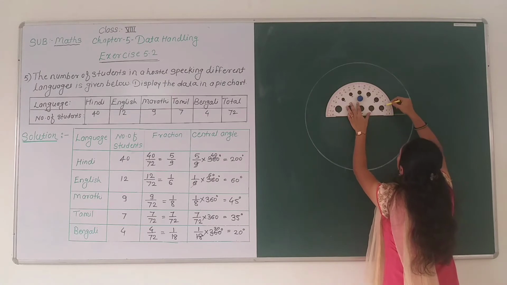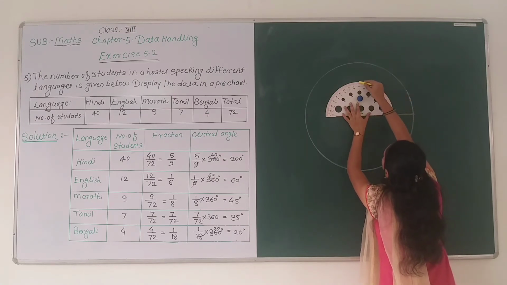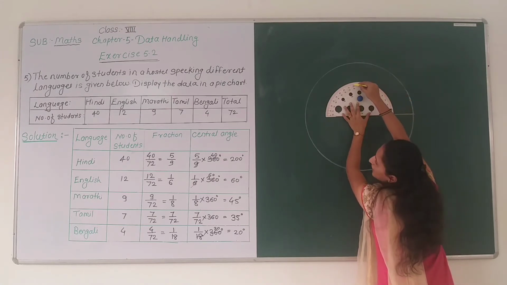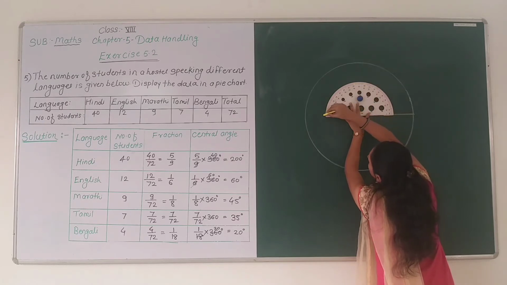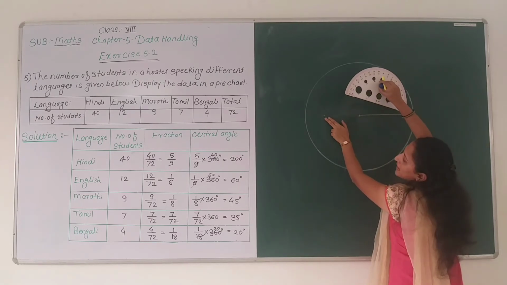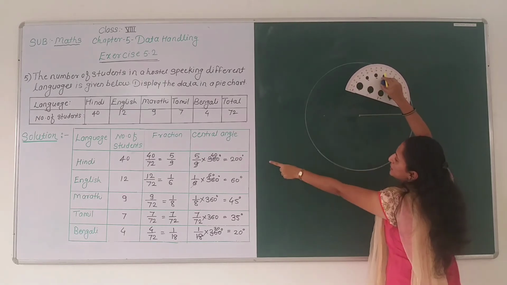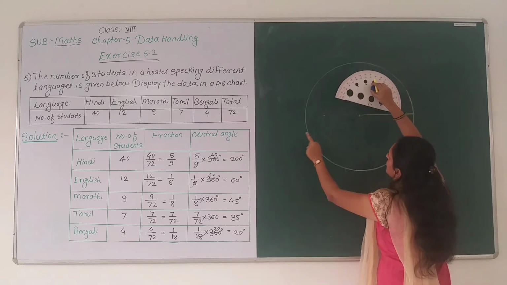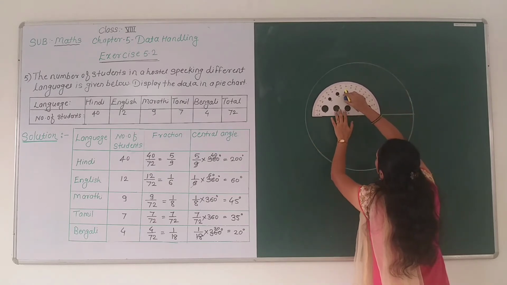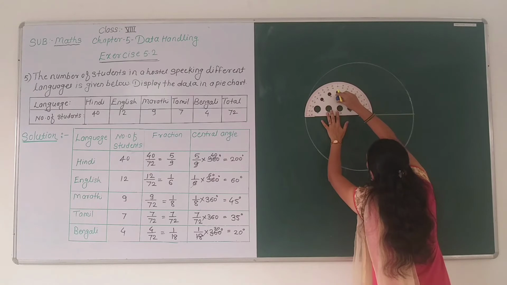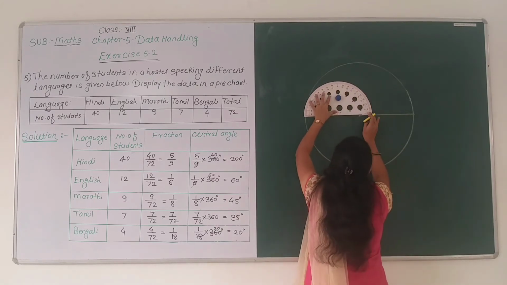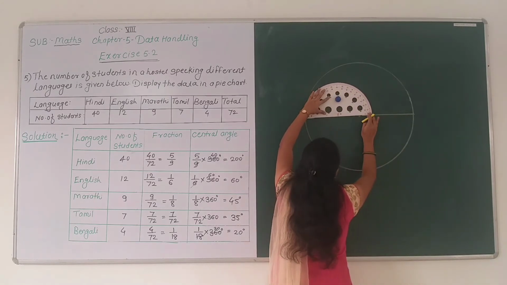So 0, 10, 20, 40, here is 90, 100. After that we have to measure 200 degrees. So here we get the angle of 180 degrees. After that we have to measure again 20 degrees. So up to this we get the angle of 180 degrees, so I mark here 180 degrees.